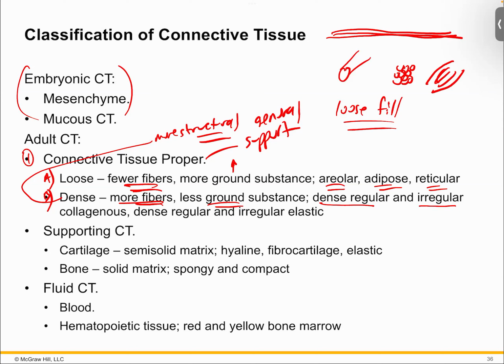The question is, which one do you fill it with? Well, it depends on the nature of where you are. If it's a very internal area without a lot of physical strain and stress, you can probably get by with something like areolar, which is a structurally weaker loose fill. If you need a more structurally robust filler, then you switch to the easiest of the dense ones, which is dense irregular. That's if your tissue area is going to incorporate a lot of physical strain and stress. So I have a couple of options to use in terms of connective tissue, based on what I perceive is going to be happening. Okay.